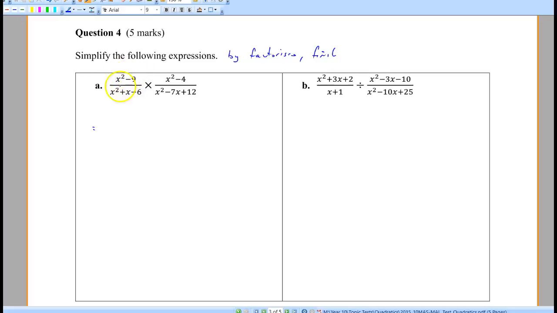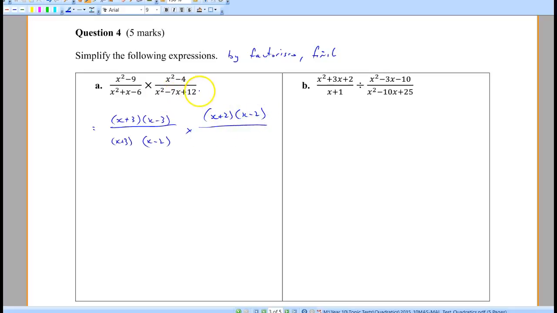So x squared minus 9, there's one of my little difference of two squares: x plus 3, x minus 3, because the 3 is being squared to get that. Okay, x squared plus x minus 6: two numbers that multiply to minus 6 and add to 1. What are they? Plus 3 and minus 2. Over this side, difference of two squares again: x plus 2, x minus 2.